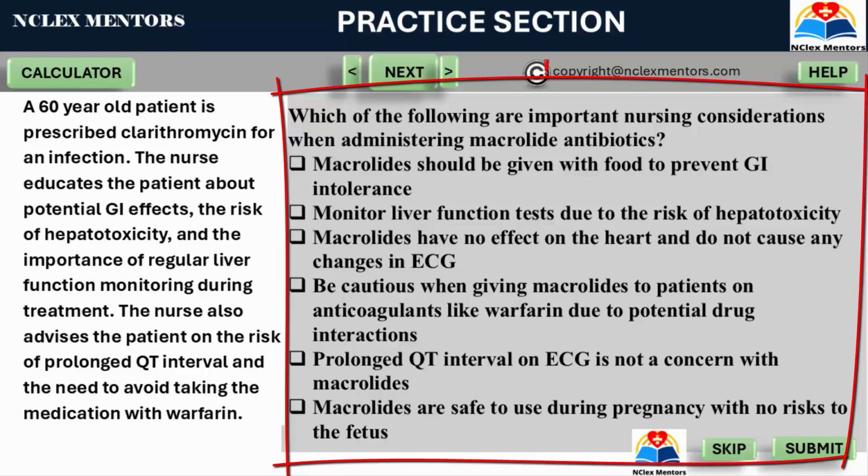Option C, macrolides have no effect on the heart and do not cause any changes in ECG. Option D, be cautious when giving macrolides to patients on anticoagulants like warfarin due to potential drug interactions. Option E, prolonged QT interval on ECG is not a concern with macrolides. Option F, macrolides are safe to use during pregnancy with no risks to the fetus.